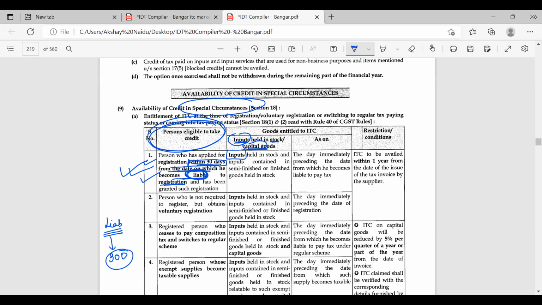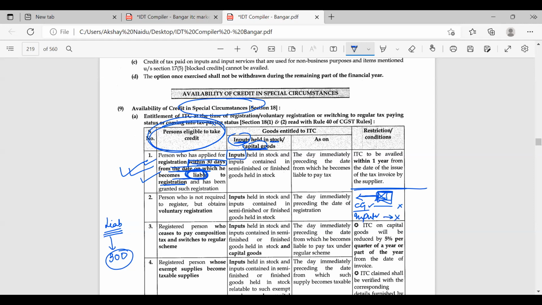Suppose before your eligibility, your threshold limit has not crossed. Before that, you have purchased certain capital goods. You have purchased certain input. You will purchase both, right? When the business commences, capital goods will be purchased. When business commences, input will also be purchased. At the time of that purchase of capital goods and input, as you were not a registered person, because in section number 16, every registered person is liable for ITC. Now you were not registered at all, so in such a case, there is no ITC for capital goods. In such a case, there is also no ITC for input.